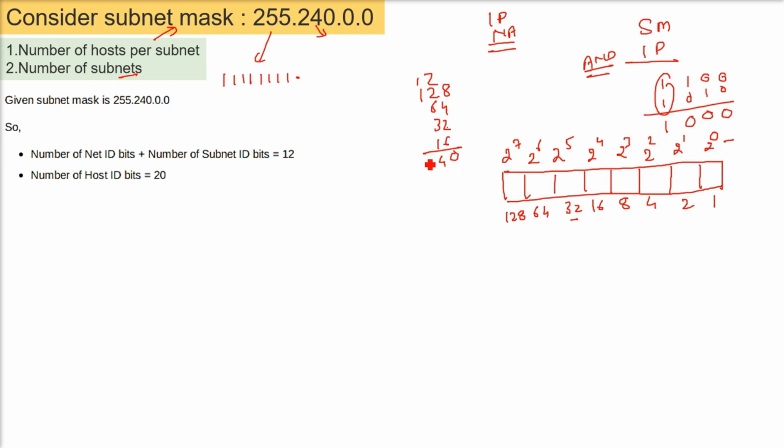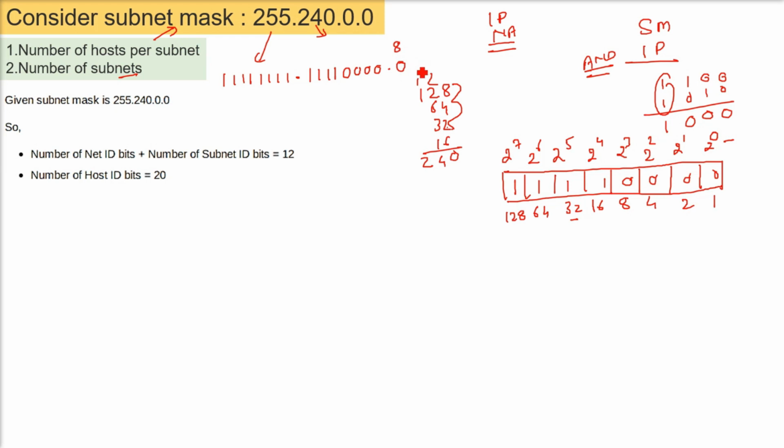So we have 240. Wherever the numbers we have added, just put 1. Others 0. So 1, 1, 1, 1, 0, 0, 0, 0 is the binary configuration. So 1, 1, 1, 1, 0, 0, 0, 0. Then again 0 8 times and 0 8 times.